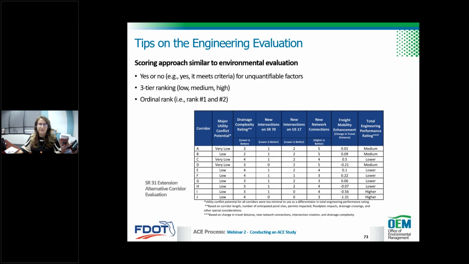Here's an example. State Road 31 extension project shown here used a complexity rating based on a scale of 1 to 5 to capture the complexity of the design related to drainage and stormwater. The ratings were based on corridor length, anticipated pond sites, impacted permits, floodplains, drainage crossings, and impacts to existing drainage features.